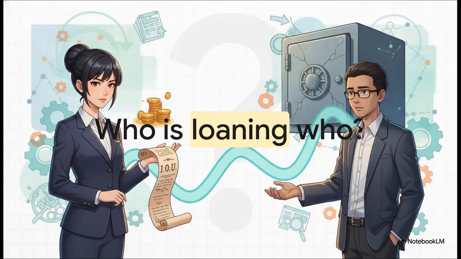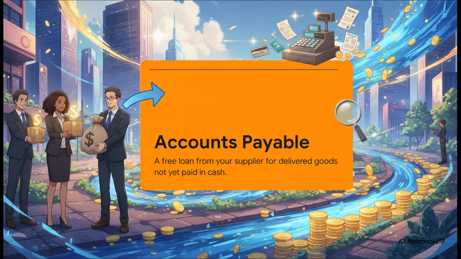But to really wrap our heads around the cash flow dynamics, we need to reframe these kind of dry accounting terms into something highly relatable. So ask yourself this. Who is actually loaning who here? Think of accounts payable like this. It's essentially a free loan from your supplier. The goods are delivered, but hey, you haven't parted with your cash yet. From a cash flow standpoint, AP is actually a great thing. You get to hold onto your cash, keep the business super liquid, all while using the supplier's goods to generate value. In this scenario, you are the one receiving the loan.